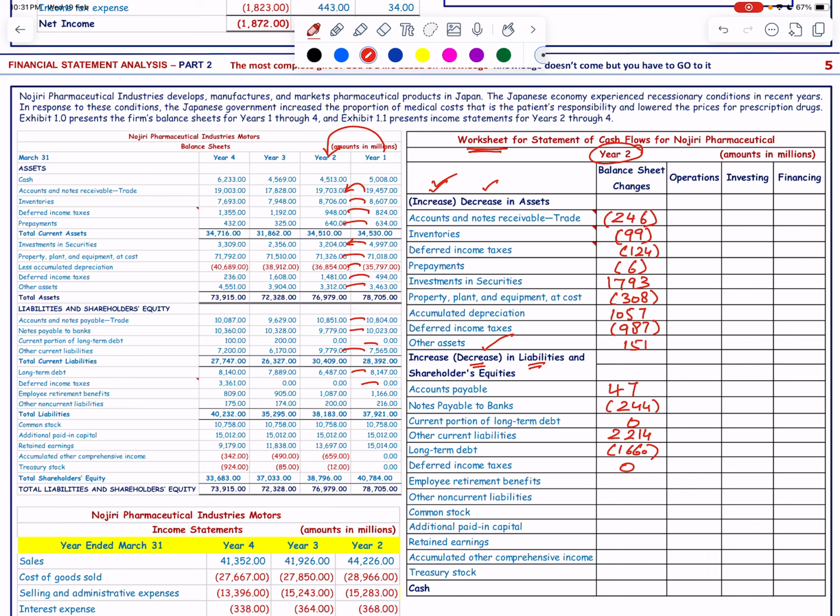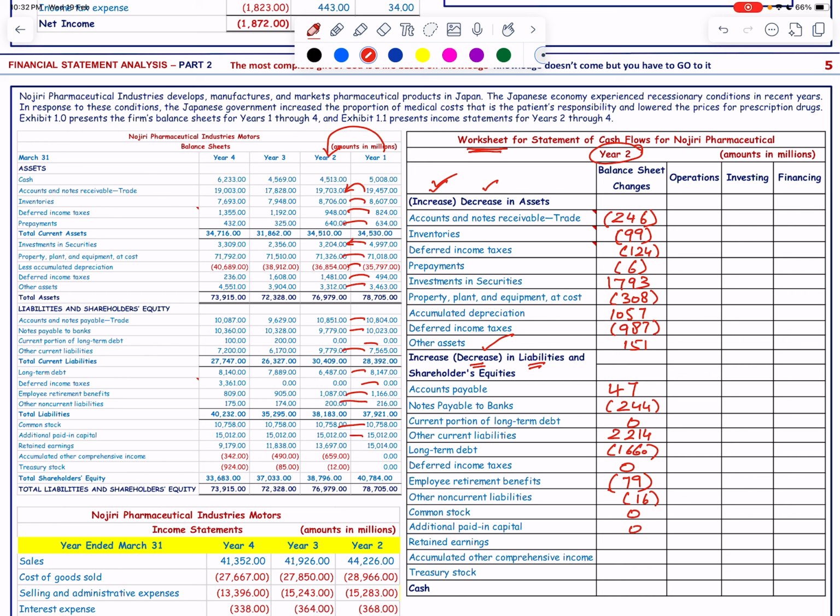Then employee retirement benefits, if you look into the employee retirement benefits, it has decreased, so we have to put it in bracket 79. Then we have the other non-current liabilities, and the other non-current liabilities are decreasing, so we are going to put it in bracket, that is 16. For the common stock, there is no change, so we just put a 0. Additional, no change in the additional paid in capital.